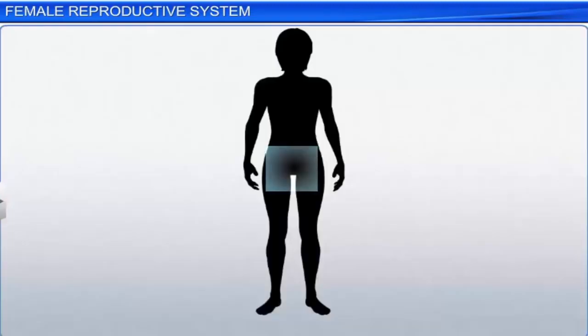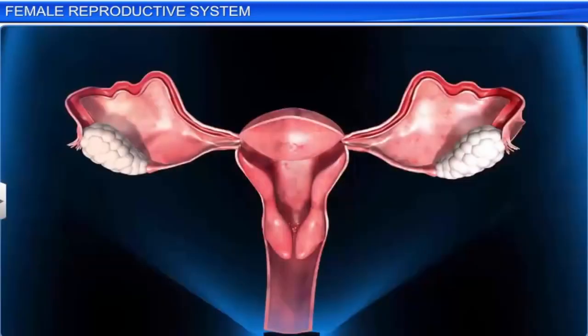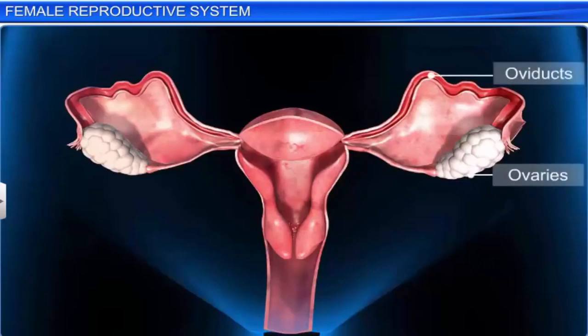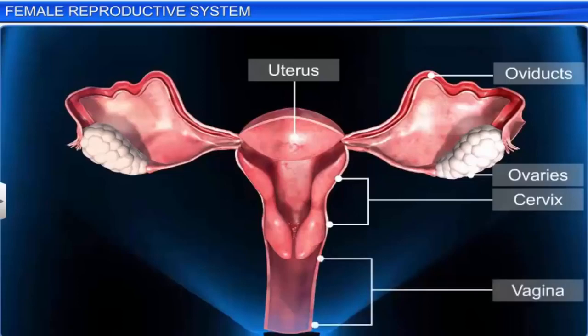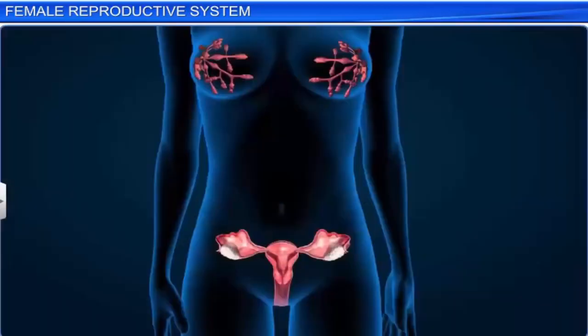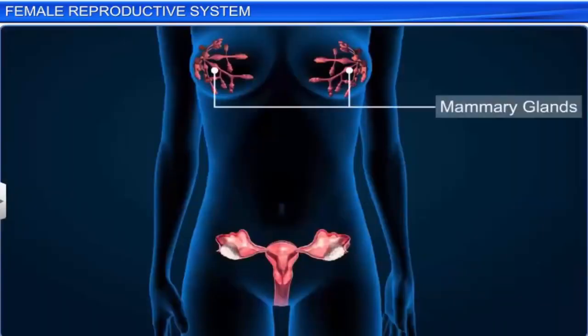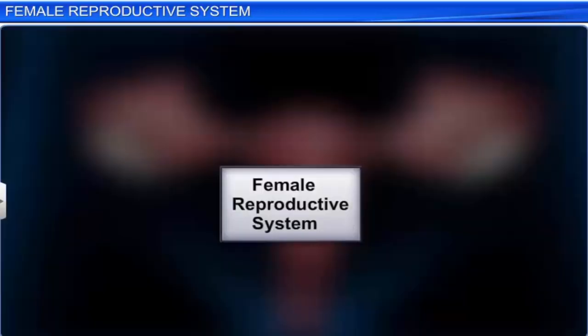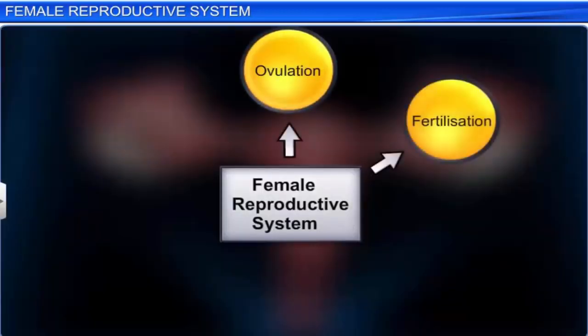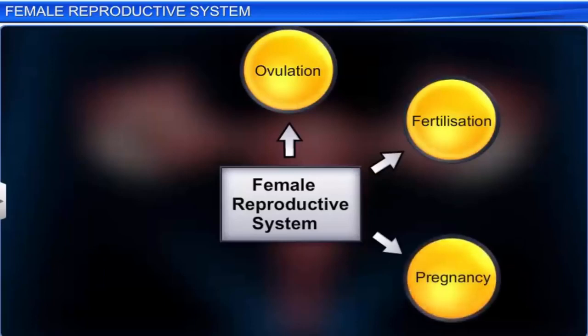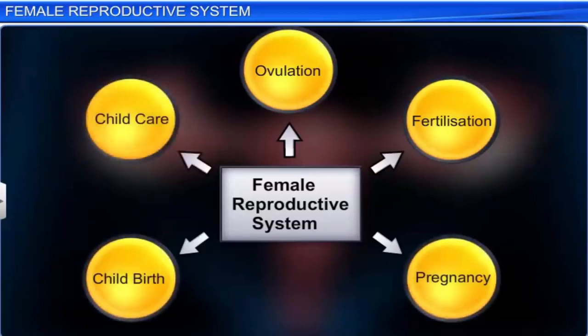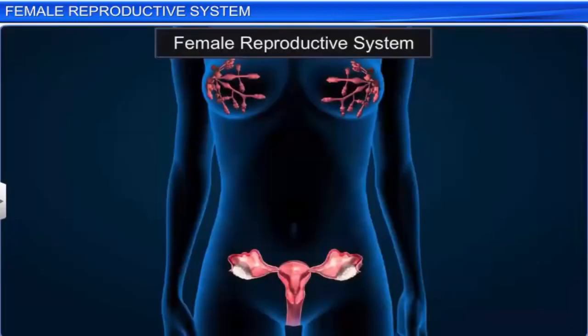The female reproductive system includes the ovaries, oviducts, uterus, cervix, vagina, and the external genitalia located in the pelvic region. Along with a pair of mammary glands, it supports the process of ovulation, fertilization, pregnancy, childbirth, and child care. Let us study each organ in detail.